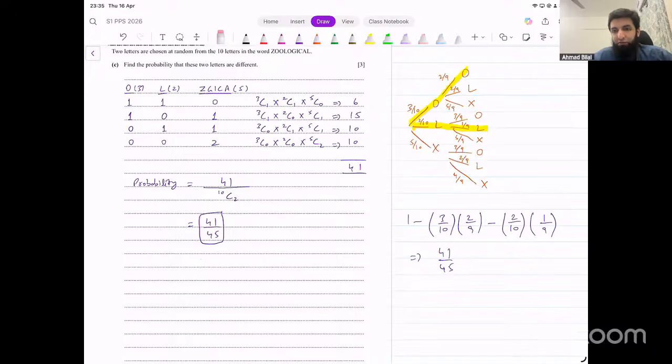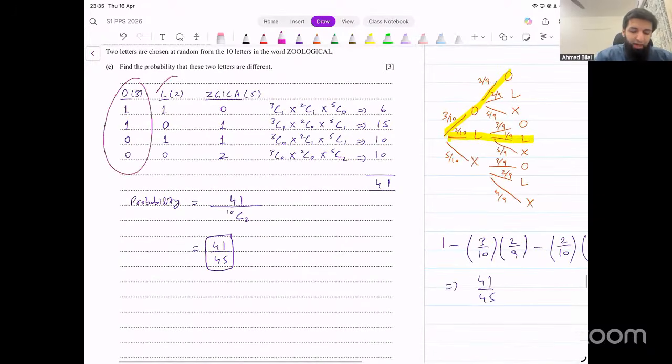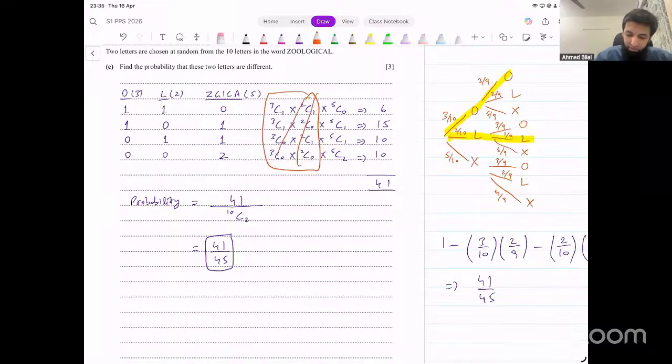If they asked you for number of selections, then we do not select from O and L. Then we get rid of this part. This is not going to be there because then O's will be identical, L's will be identical. We would only be selecting from the remaining letters. Yes. Is that okay?